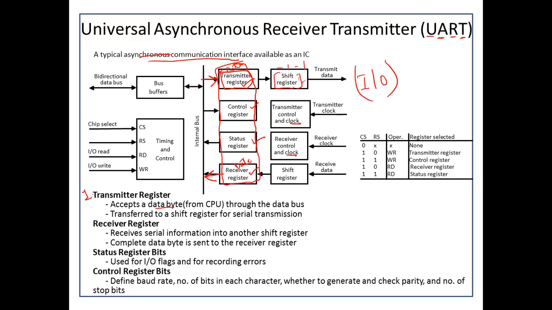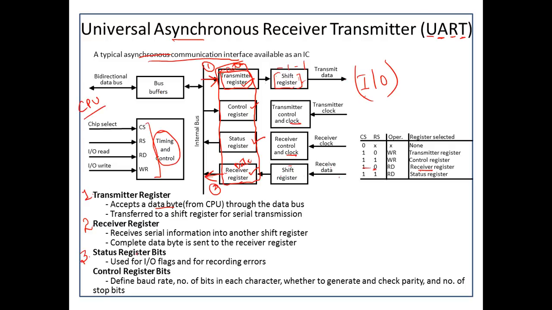Similarly there is the receiver register, which is available here. How is it taking the data? See, data is received from the IO devices bit by bit because it is an asynchronous serial transmission. Through this shift register only, it will be taken into the receiver register, and whenever the receiver register gets activated through the timing and control signals, it will be able to send its data through this bus buffer to the CPU. This is how it will work.